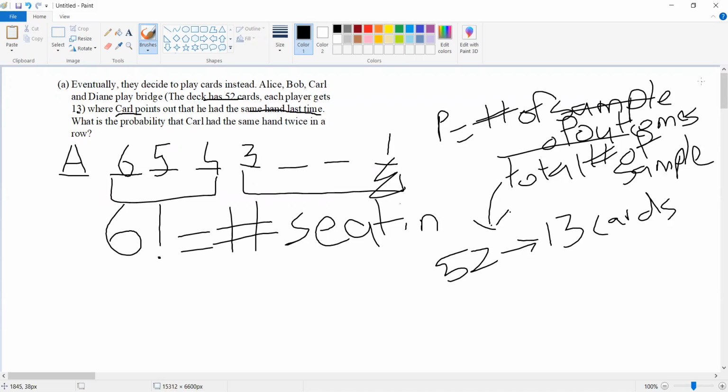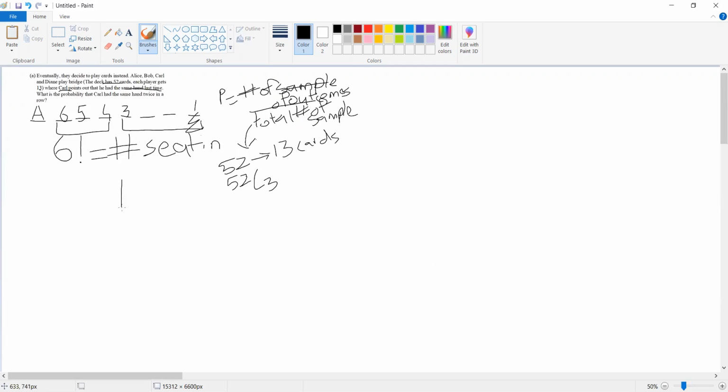You can say it out too. Exactly, 52 choose 13. So this is pretty obvious. So what's the probability of it? What would the numerator be in this case? Yes, you're right. The numerator would be 1.